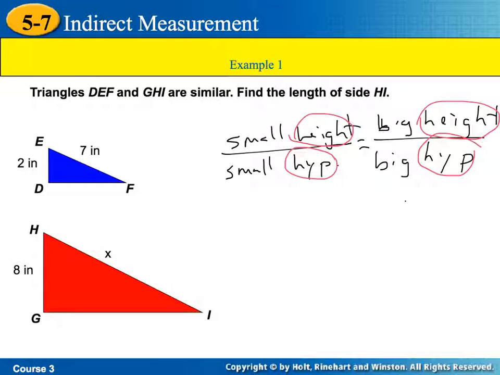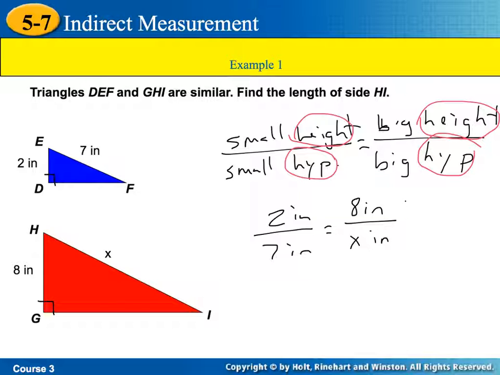So if I look at my small triangle, my height is 2 inches. My hypotenuse is 7 inches. We'll say that they are 90-degree angles. So 2 inches over 7 inches is equal to 8 inches over x inches.